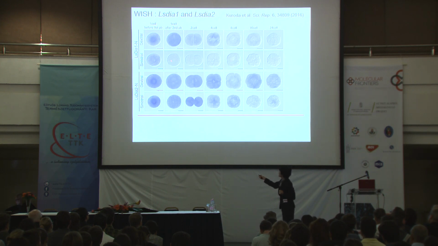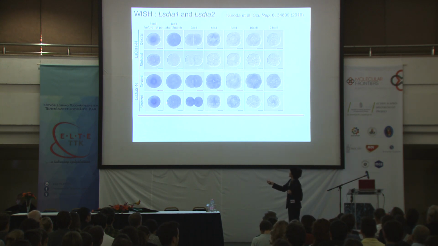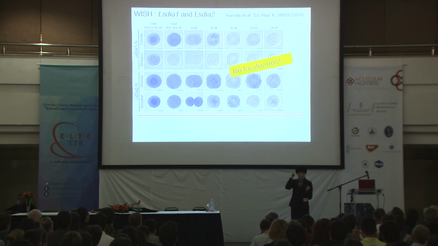And this is the first cell before the first polar body extrusion. This is also first cell. Then after that, it drops. But in the sinister 1, for the LsDia2, Ls means Lymnaea stagnalis, by the way, DR2, there are some, but then it drops. But there's no localization. That's the important part.